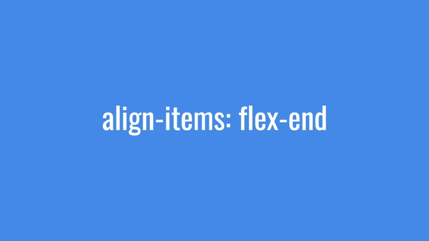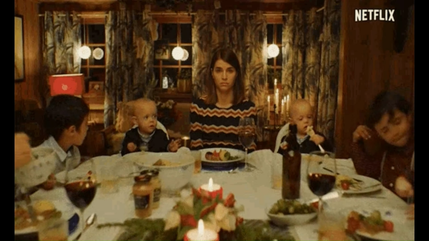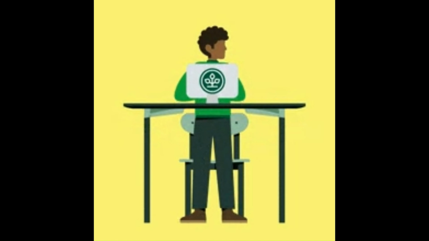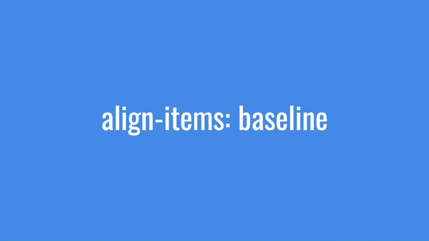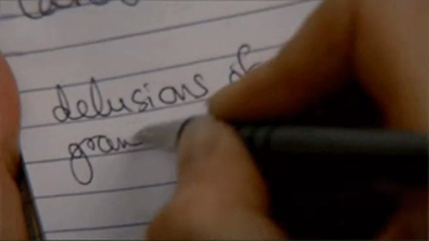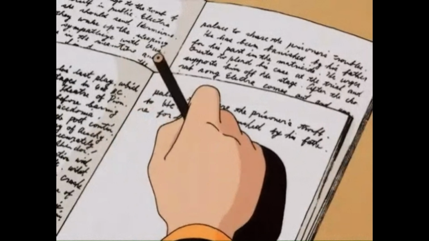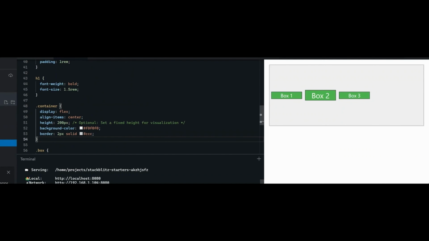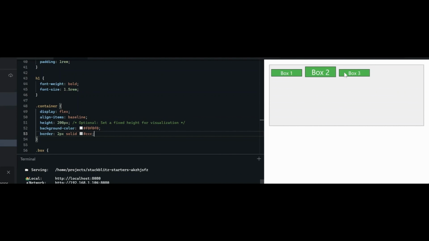Next one, flex end. Flex end is like objects sitting on a table, all aligned at the bottom no matter how tall they are. Next one, baseline. Baseline is like text in a notebook. Everything lines up based on where the text sits, not the container edges. Here is how you implement this vertical magic.